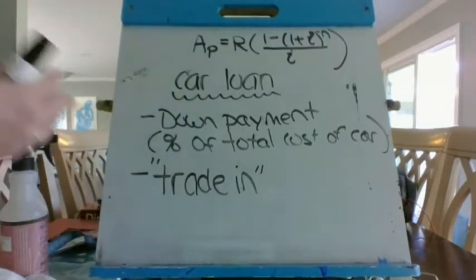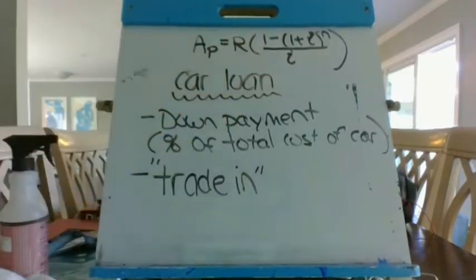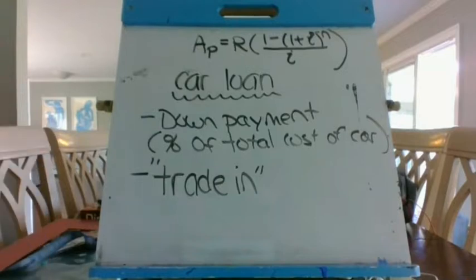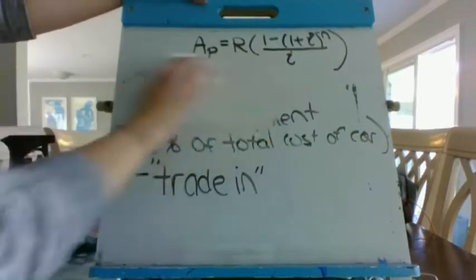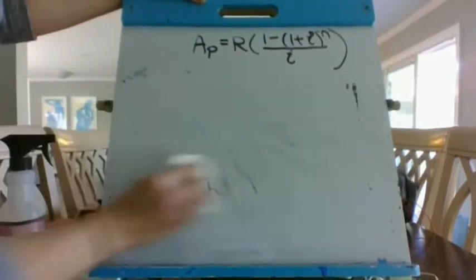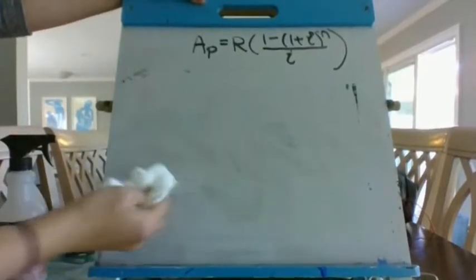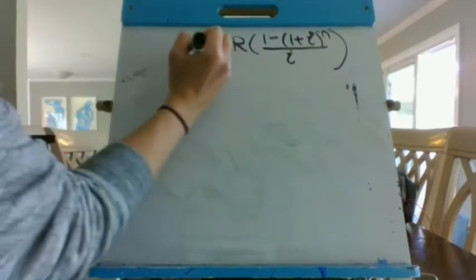So considering this is a form of annuity, we have a formula that looks very similar to the formula that we used when we were talking about the retirement annuities. All right, so let's define these. The structure is a little different. First off, you have A of P. A of P is the amount of the loan.